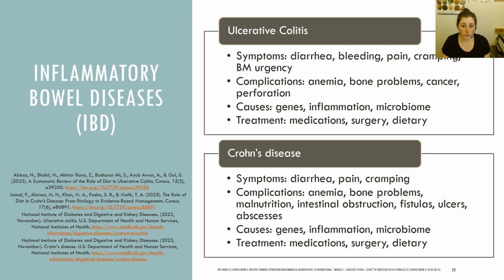Additionally, adhering to a strict diet that includes fruits, vegetables, and whole grains while limiting red meat, processed foods, and dairy products can help reduce symptoms and improve the quality of life in patients with UC.